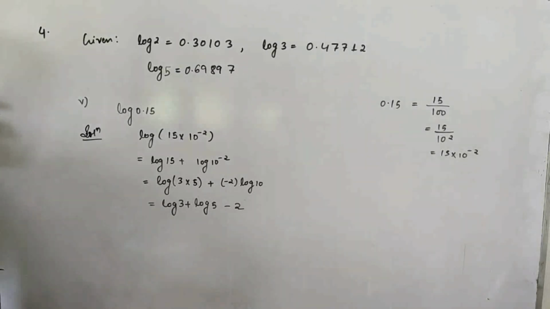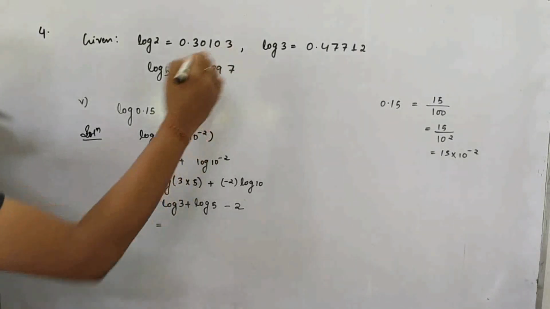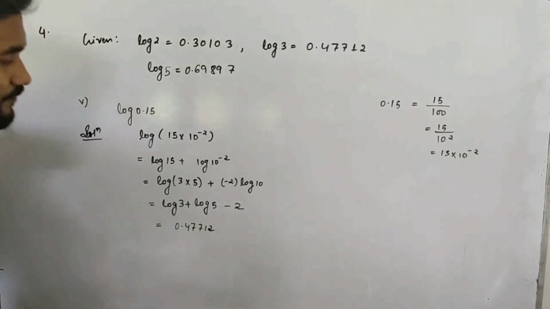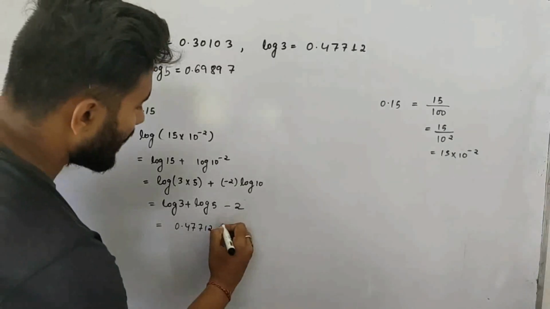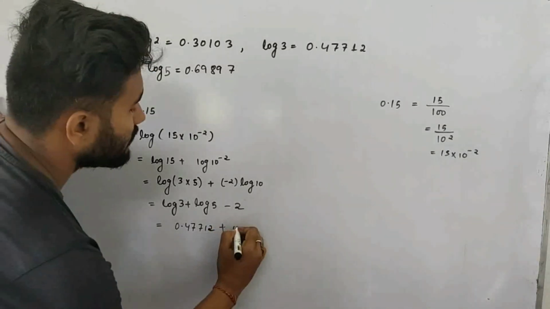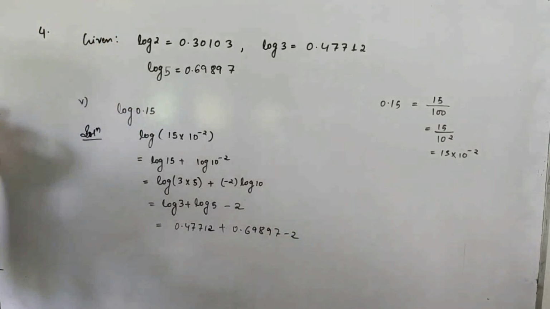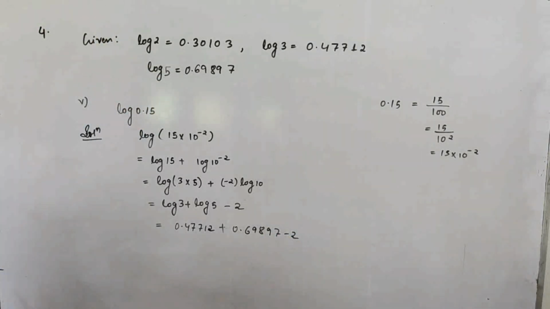Now what is the value of log 3? Calculate. What is the value of log 3? 0.4771 2 plus what is the value of log 5? 0.69897 and then minus 2. So solve this one. What will happen if I add this?